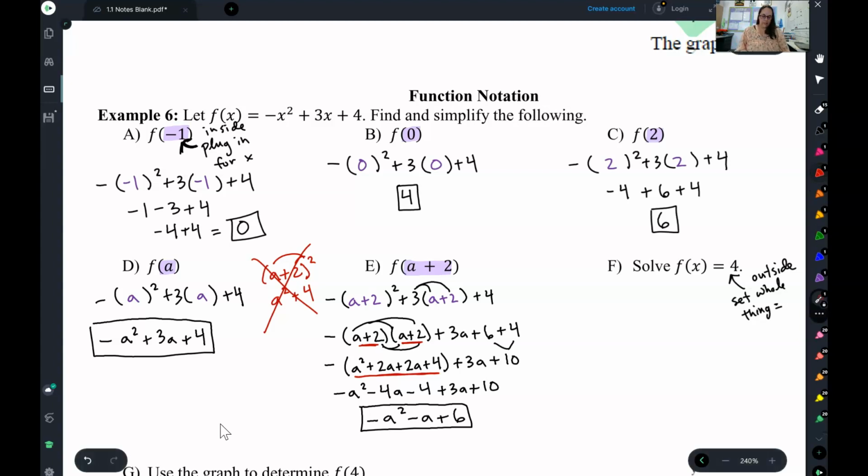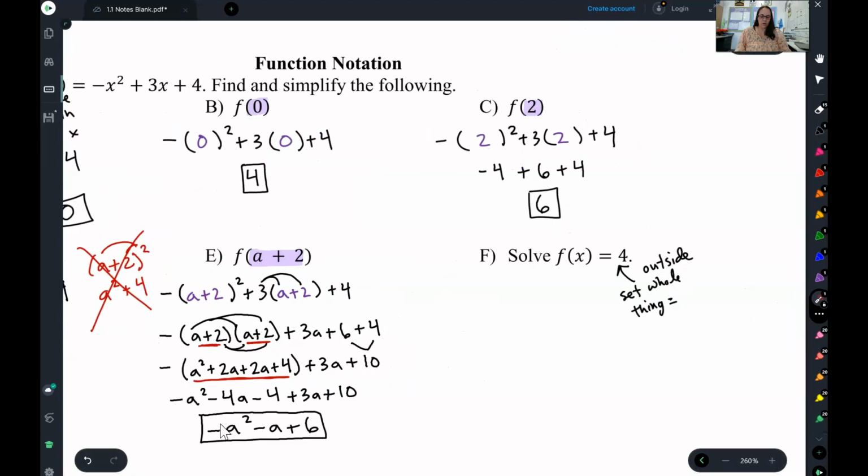Okay, next I distributed that 3 in to get 3a plus 6. Combined the 6 and the 4 to get the 10. Once I had that FOILed out, then I distributed the negative in front. Why did I do that? Remember, order of operations. I had to square it before I took care of the negative. Distributed that negative in, and finally combined it all.